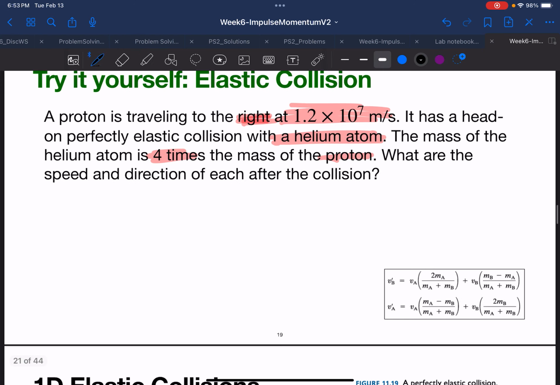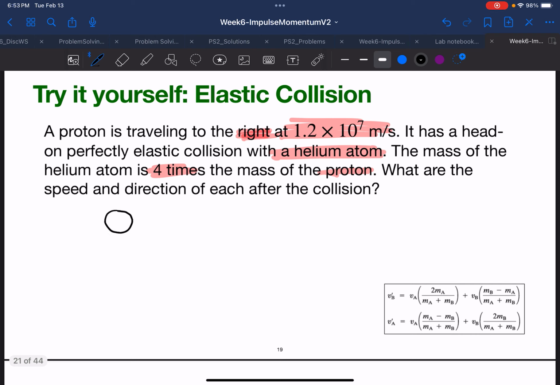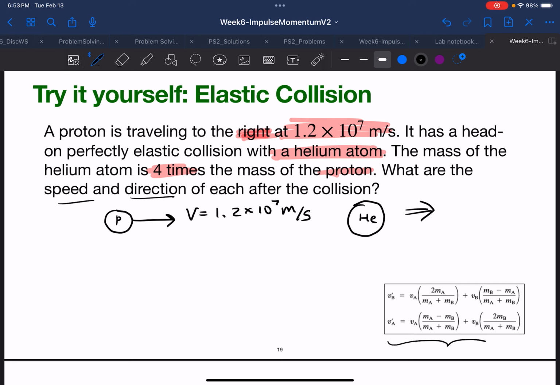So let's set up the problem. We have a proton that is coming in with some velocity that is 1.2 times 10 to the 7 meters per second, and it is colliding with a helium atom that is sitting here at rest. And then after the collision, we'd like to know the direction and speed of each of these. So in terms of using the results for general elastic collisions, what's happening here?